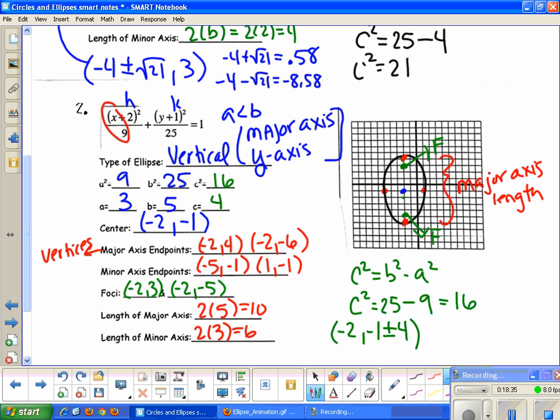So knowing the equation that you have is very important. And remember that when it's a vertical ellipse, your major axis is the y, or up and down. When it's a horizontal ellipse, your major axis is the x, or left to right. So bring this with you to class and we're going to do a bunch of practice.